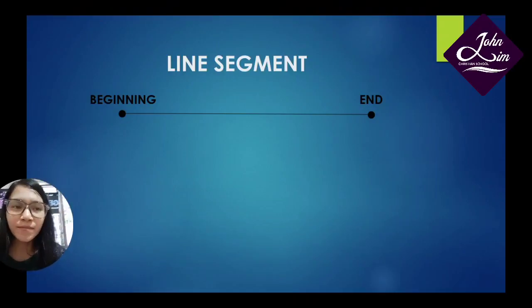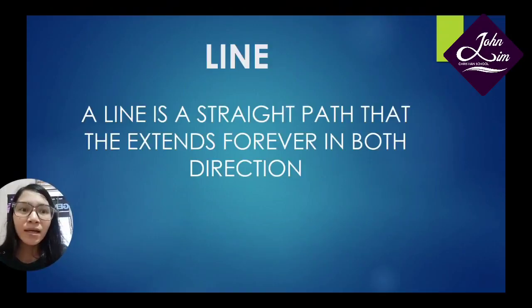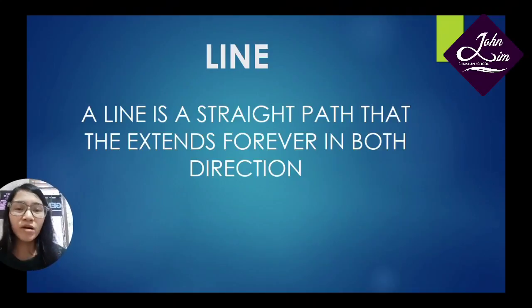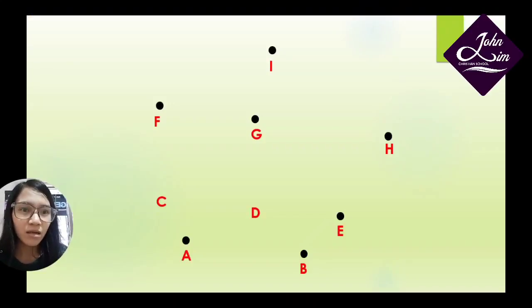So what about a line? Okay, a line is a straight path that extends forever in both directions. I mean, it keeps on going forever. It goes on and on. So how can we draw a line? In fact, we can never draw a complete picture of a line because it keeps on going forever. Now we're going to focus on two points here. They are point C and point D. So we eliminate the other points.